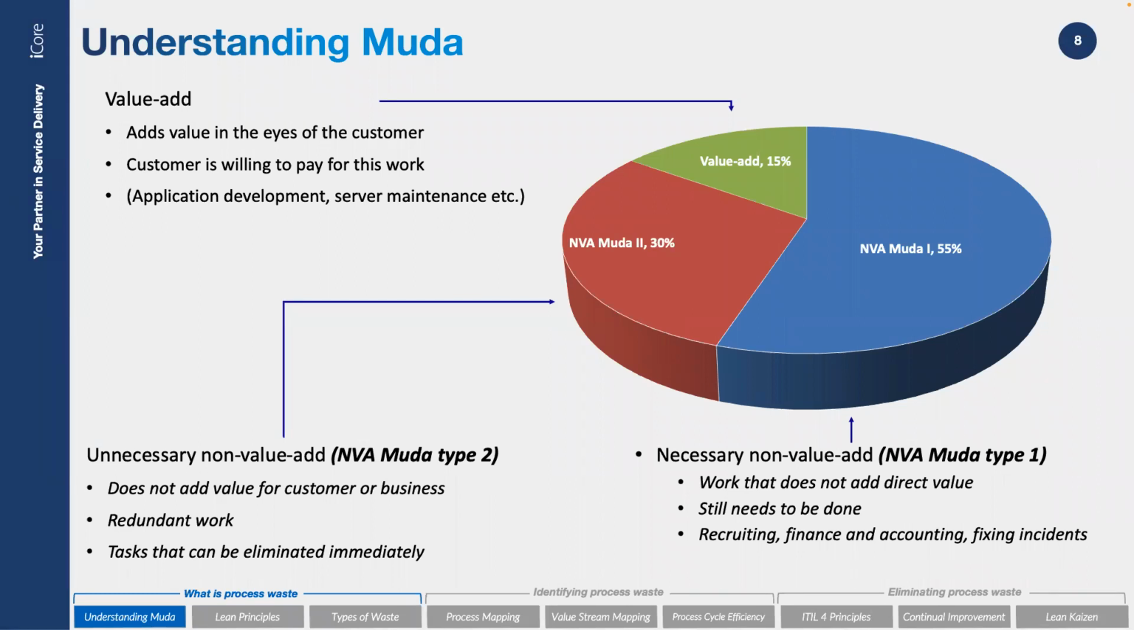Then we've got two other types of work, which are, dare I say it, less visible. One of them is necessary non-value add. They're in the bottom right corner. So this is Muda type 1. These are activities that have to happen to make sure that the value adds happen. So as you can see there, recruiting, finance, accounting, fixing incidents, things that have to happen.